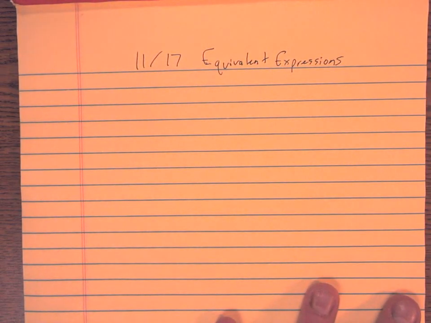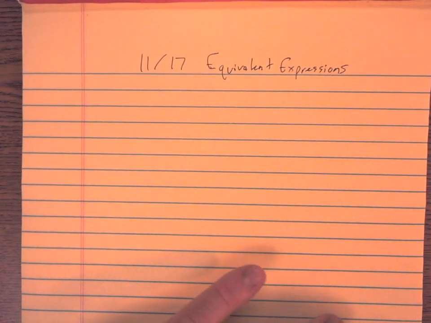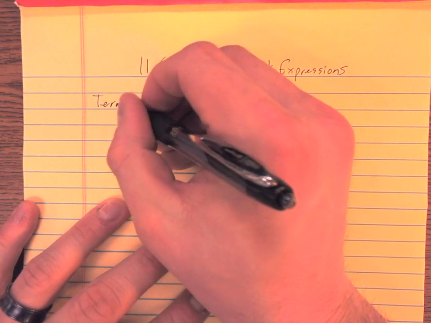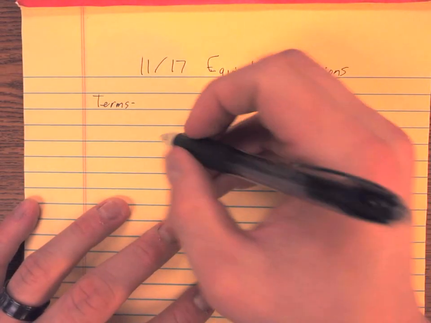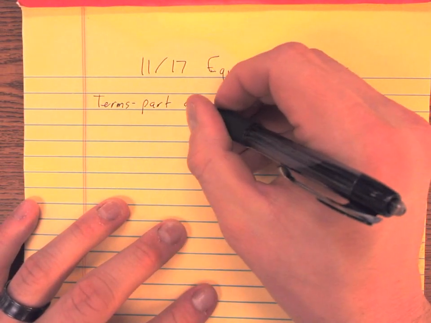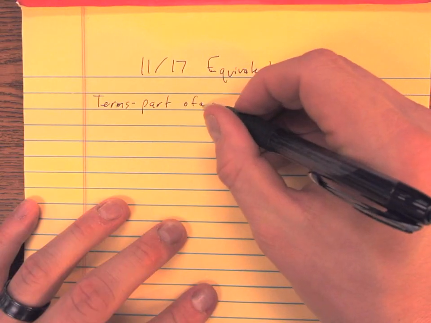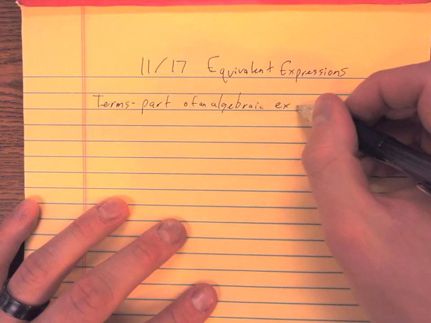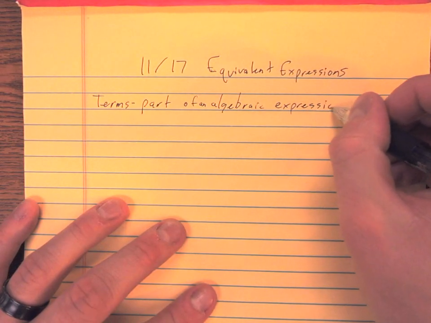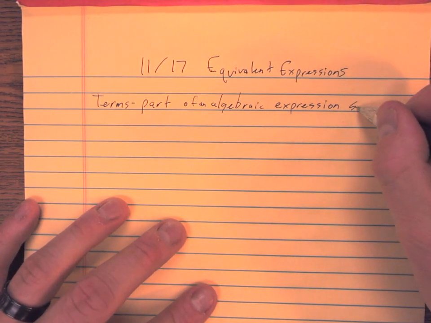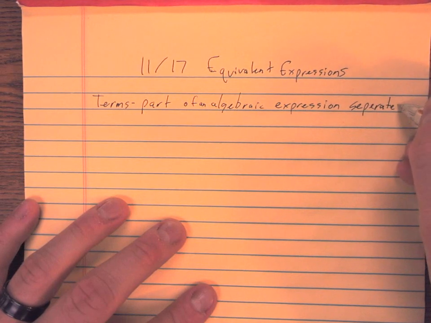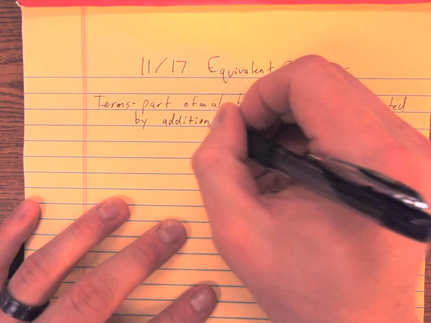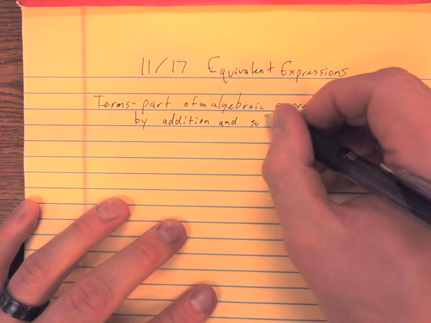Hello class, today we're going to talk about equivalent expressions. With equivalent expressions we have things called terms, and these terms are part of an algebraic expression that is separated by addition and subtraction.